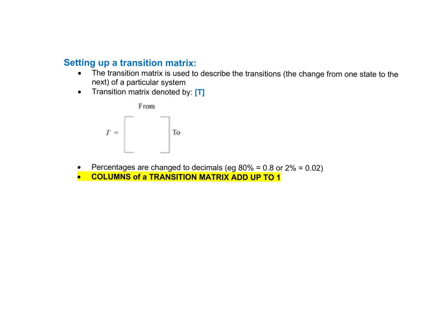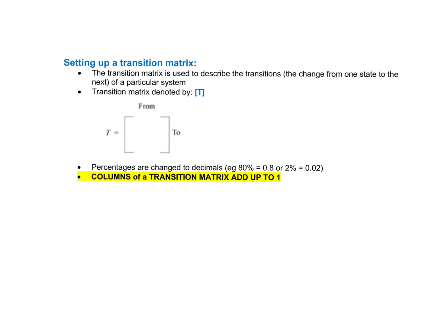When we're setting up a transition matrix, the transition matrix is used to describe the transitions from one state to the other. Depending on what you're looking at, with the weather the state was a day, and every day you're moving to the next state. Sometimes you might be looking at weekly sales in a shop, so then the state is a week. We'll get more into that.